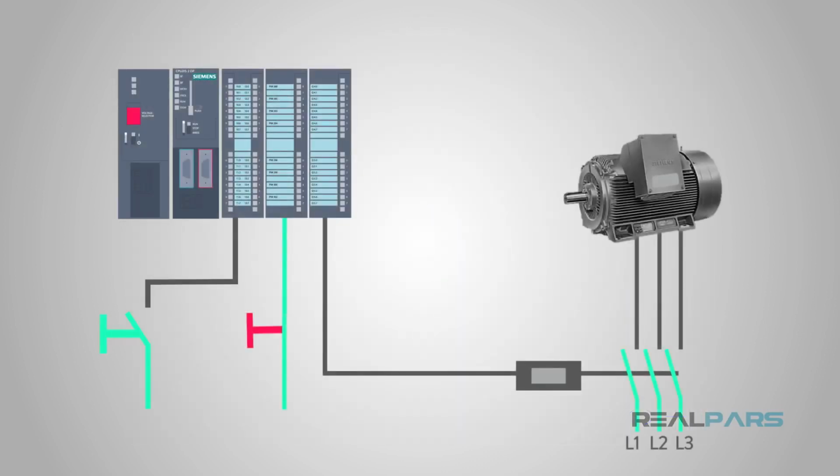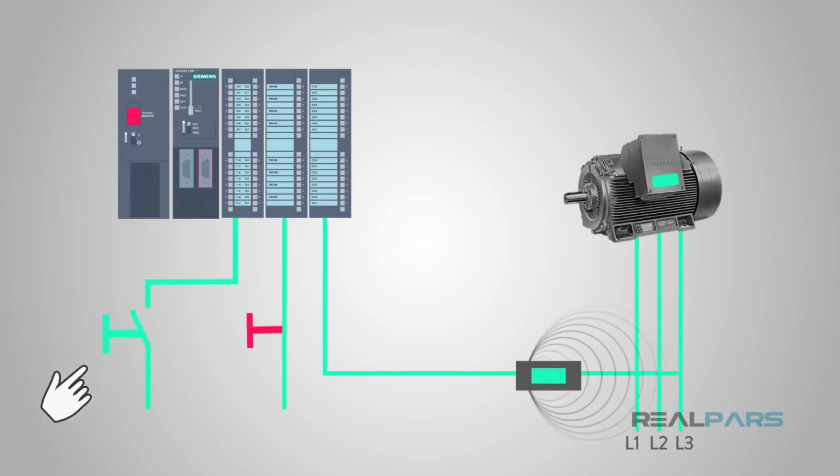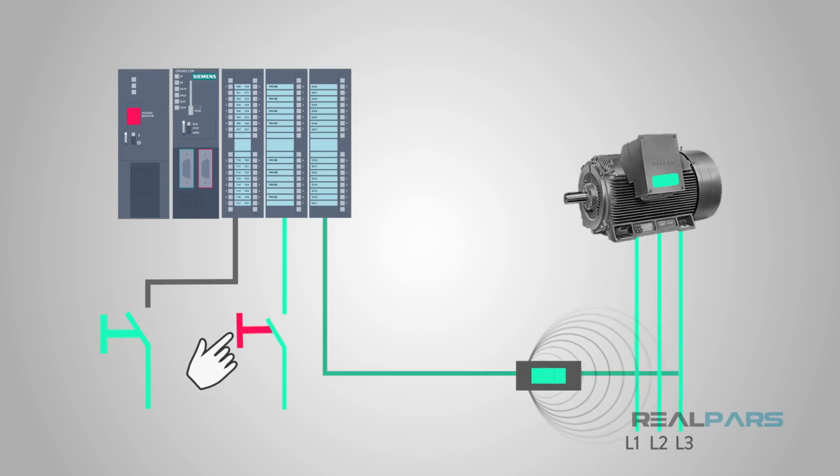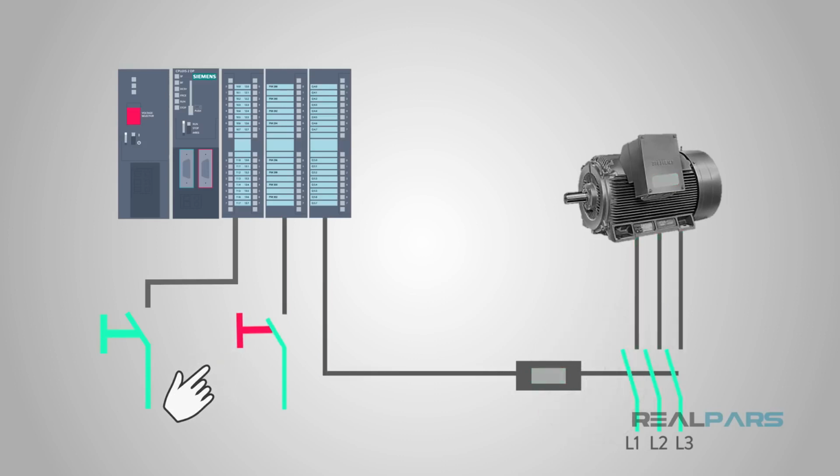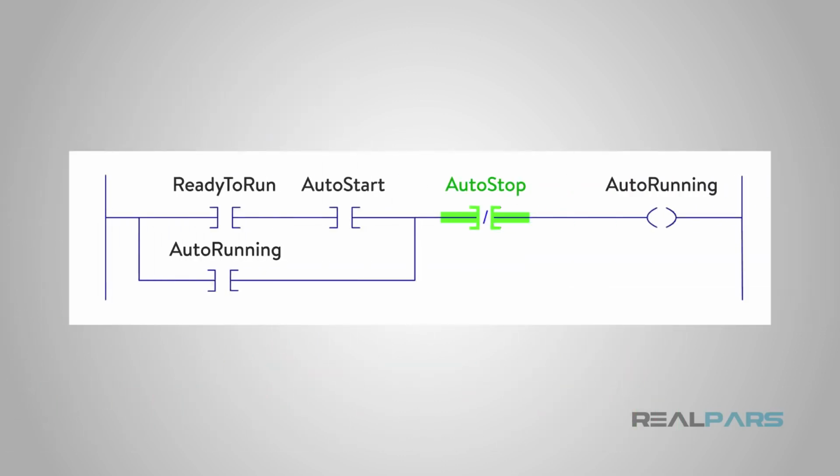For the things we have described so far to be useful, they have to make other things happen. For instance, if the machine is ready to run and we push the auto start button, we want the machine to start continuously running until we push the auto stop button. Here is our English sentence written in ladder logic.